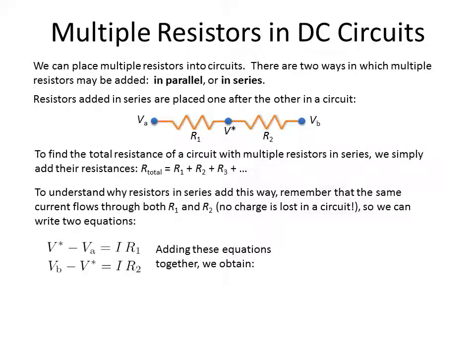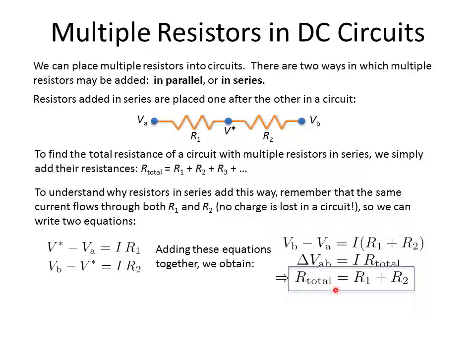Now, if we add these two components together mathematically, we'll obtain VB minus VA is equal to I times the sum R1 plus R2. We notice that the V stars will cancel out when we add, and everything else adds together. This means that the change of voltage from VA to VB is equal to the total current that we started with times the total resistance, which means that the total resistance has to be equal to R1 plus R2. And this is just what we stated above up here.